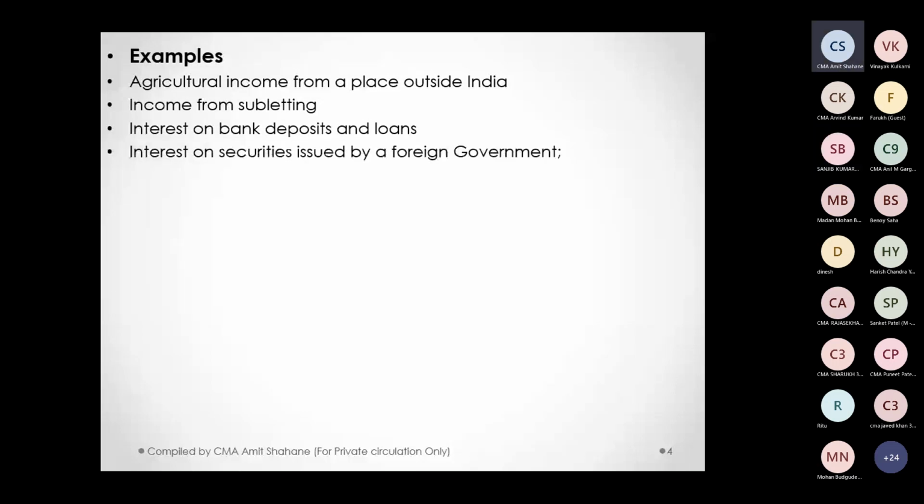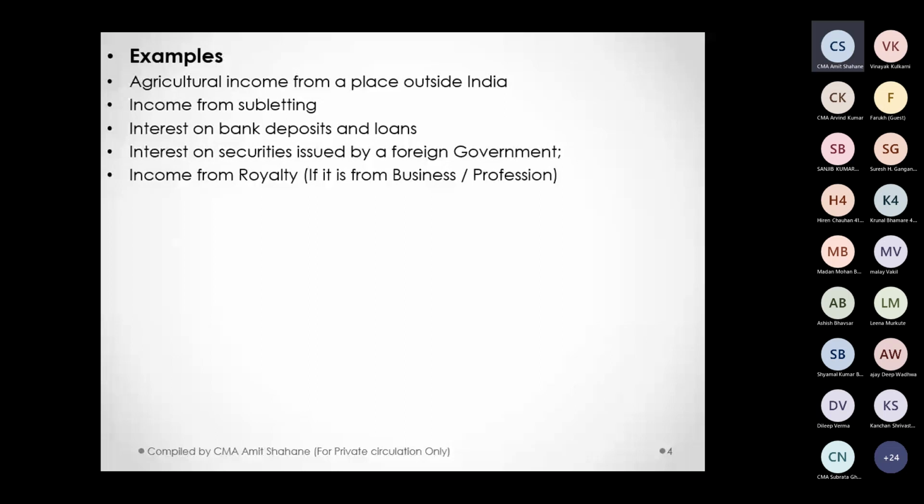Interest on securities issued by a foreign government is also chargeable under the head income from other sources. Income from royalty: if it is from business and profession, obviously it will go to that respective head. For example, suppose I am a book author and publishing books is my regular business. In that case, whatever royalty I get from those books will be my business income.